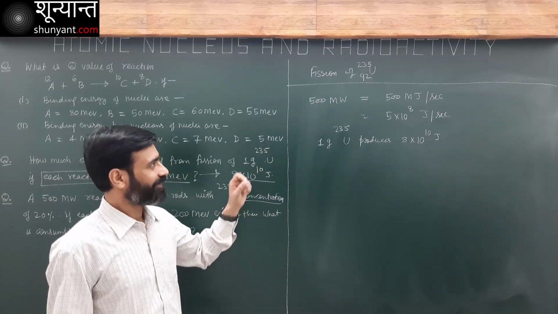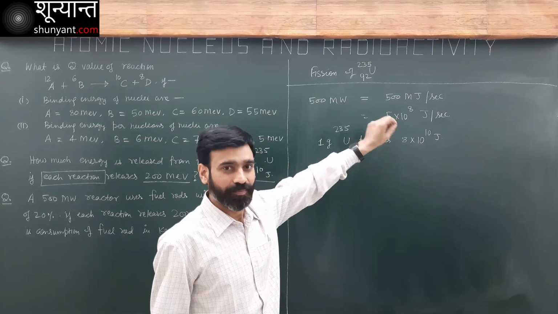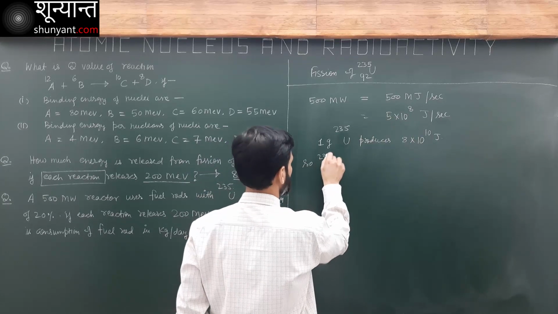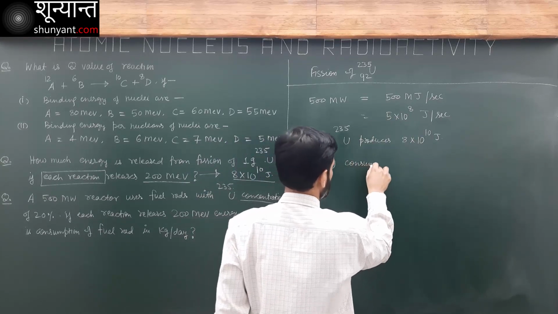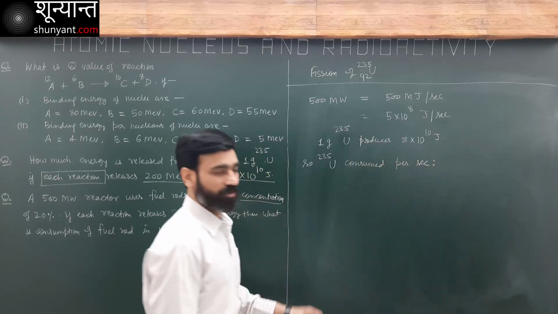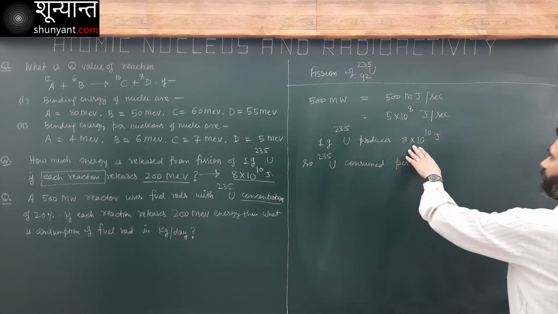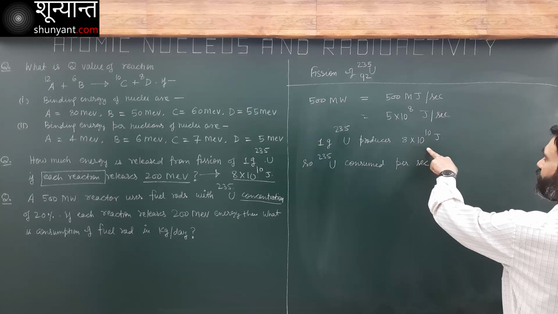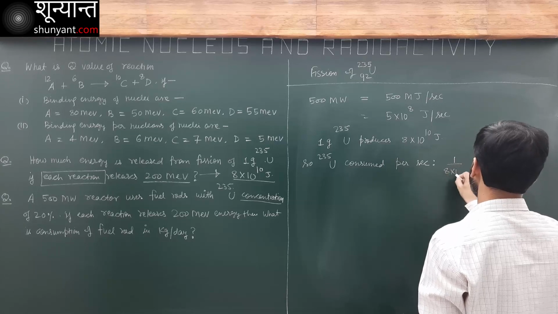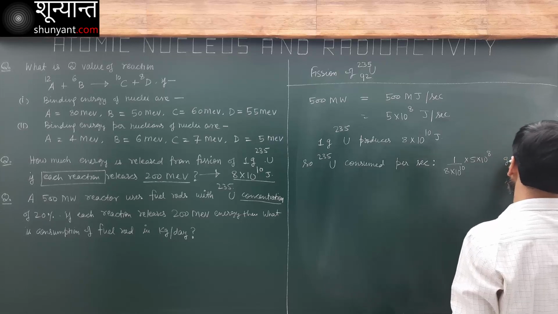Okay, 1 gram. And I need only this much energy per second. So how much uranium 235 is going to be consumed per second? This much joule is produced by 1 gram. So 1 over 8 into 10 power 10 into 5 into 10 power 8. Now this will be in gram per second.